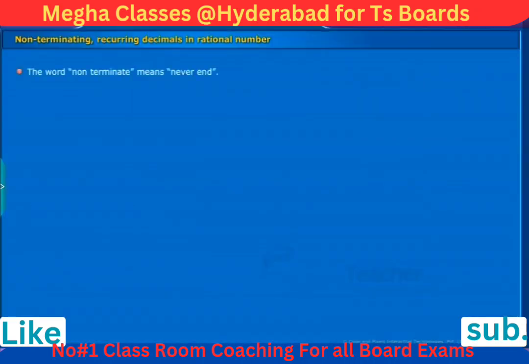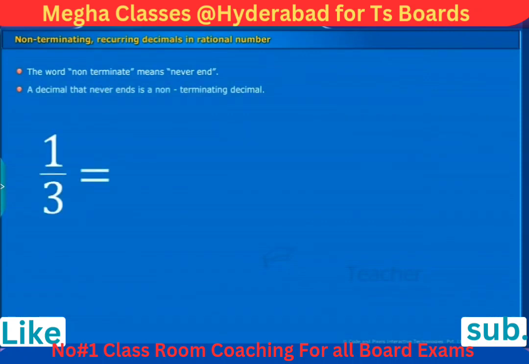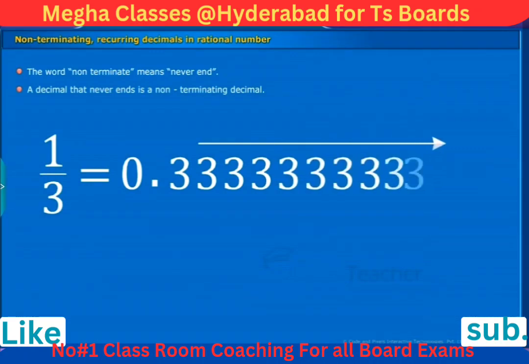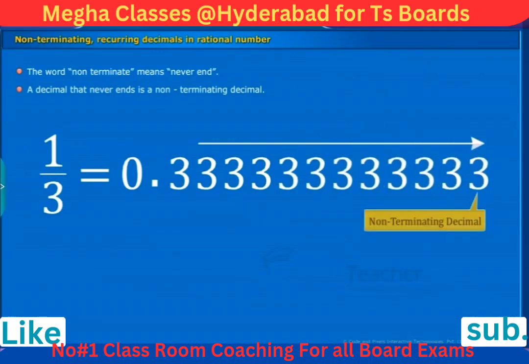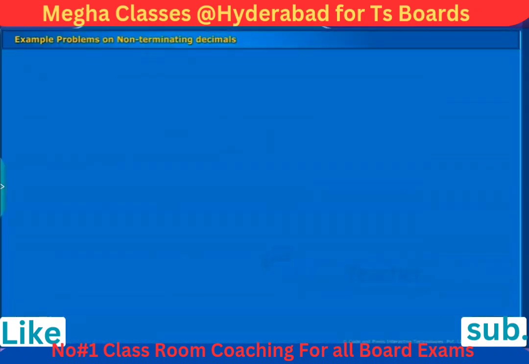The word non-terminate means never end. A decimal that never ends is a non-terminating decimal. Let us solve a few example problems on non-terminating decimals. For example, let us consider decimal conversion of 1 by 7, which is a non-terminating and recurring decimal.